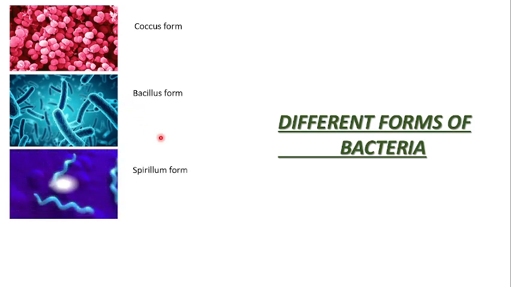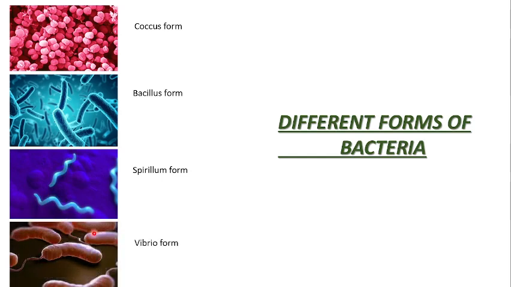The next one is spirillum form. Spirillum forms are these. They're very wavy and spiral-like, so that's why their name is spirillum form. The next one is vibrio form. They're comma-shaped. And if you don't know, the most common disease that we studied in the last video, cholera, is caused by Vibrio cholerae, which is this one. This is the example for the cholera bacteria.